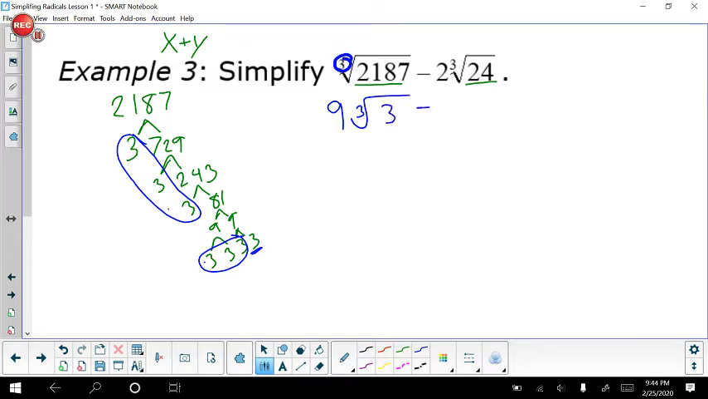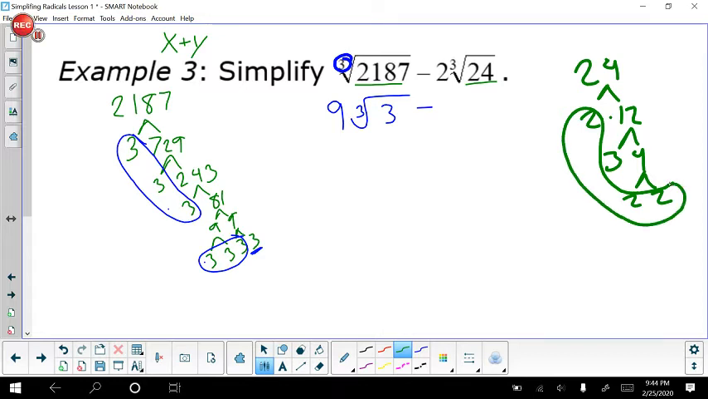minus, okay, we have to take 24, and we're going to factor it out. That's 2 times 12, 3 times 4, and 4 breaks down to 2 times 2. So we're looking for groups of 3 of the same number, which in this case is just 2. So 2 goes on the outside from simplifying all of that. The cube root of 24 is just going to simplify down to our lone 3 that didn't have 2 others to be able to simplify out of the radical.